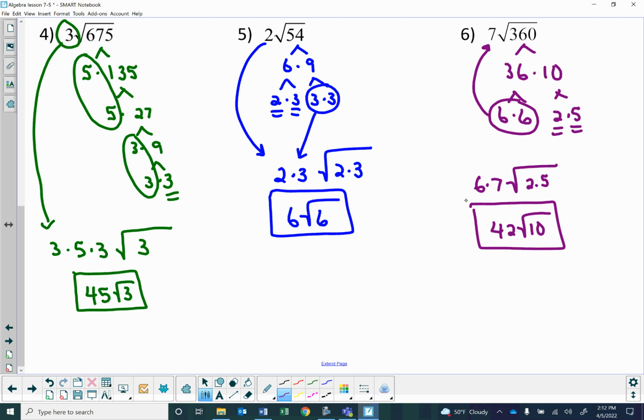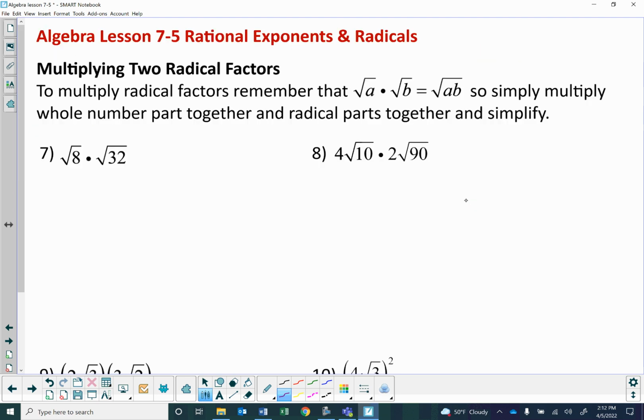Now we can also multiply. Okay? Multiplying two radicals, you just have to remember that the square root of a times the square root of b is equal to the square root of ab. So you simply multiply the whole number parts together and the radical parts together and then simplify. So if I have, like problem number 7 here, the square root of 8 times the square root of 32, okay, that's going to be the same thing as saying the square root of 8 times 32.